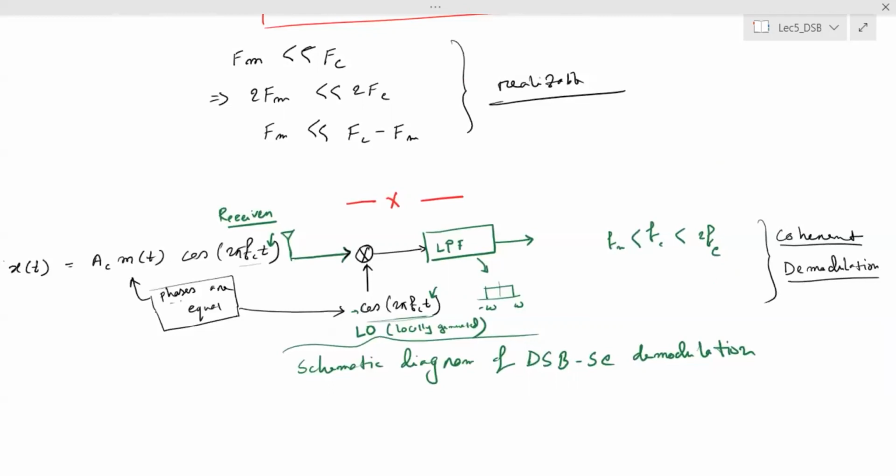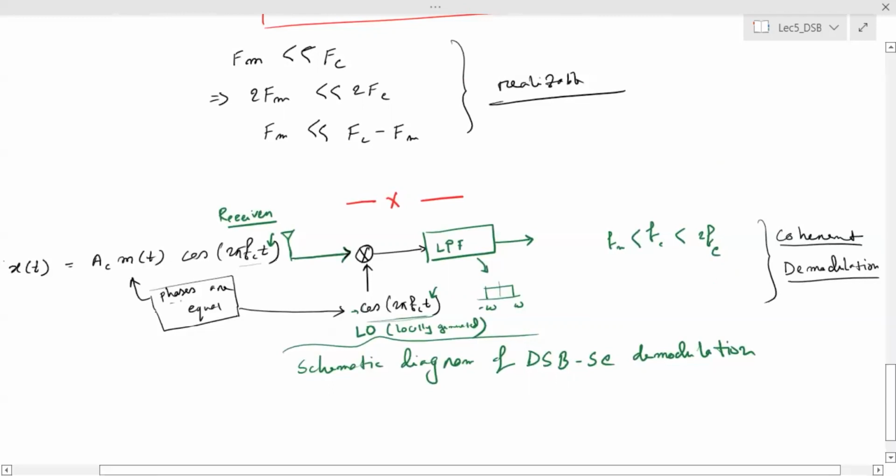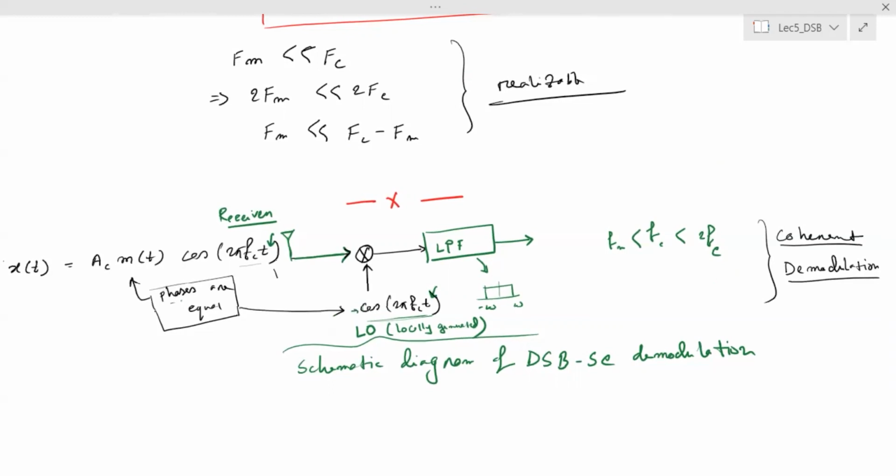It can happen that there is a phase in the local oscillator. For example, how does the local oscillator know what the phase is in the received signal? This is the received signal coming from the transmitter, right? So there is a synchronization between the transmitter and the receiver. If the transmitter and the receiver are not synchronized, then there is a phase offset.